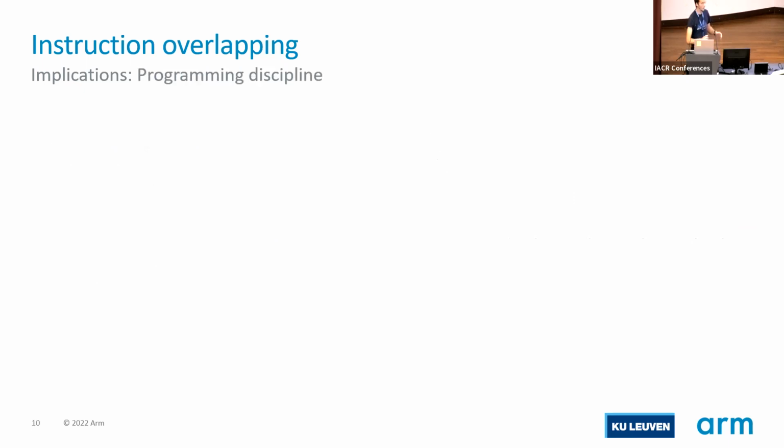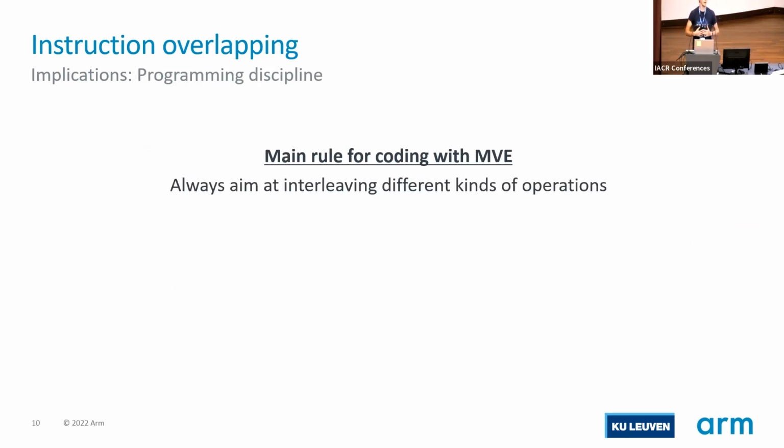Yeah, but as a programmer, why should I know about this? The main thing really to take away, if you ever consider coding with MVE, and I hope you do, the main rule is that you should interleave different kinds of operations, because that's the way you have a chance to leverage this instruction overlapping. Whereas if you block operations of the same kind, then they won't overlap because they rely on the same execution resource.